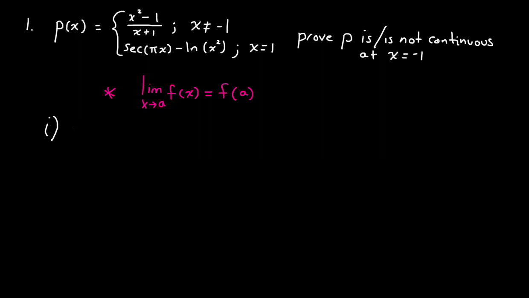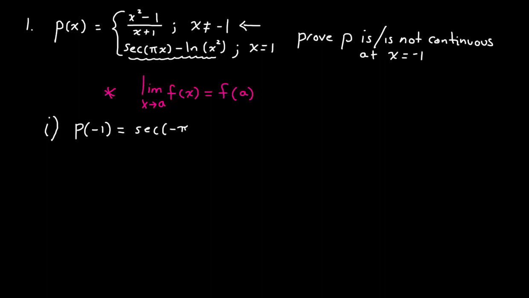Okay, step little i. I like to evaluate the function at the point in question. In this case, x equals -1 is the point in question. So I'm simply going to evaluate p at -1. To evaluate that, I look up here at the piecewise function, and when x is not equal to -1, it has the behavior on the top, but when x is equal to -1, it has this behavior. So we simply have to plug it in to the piecewise function in the part that applies.